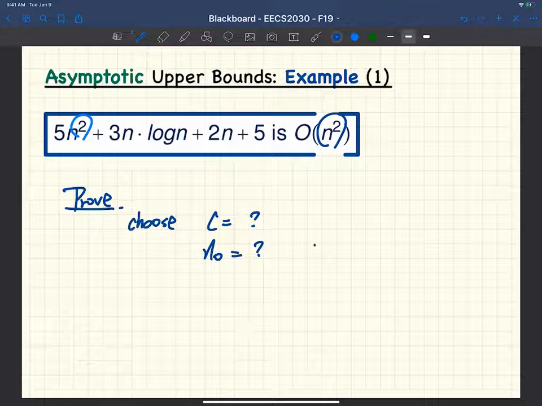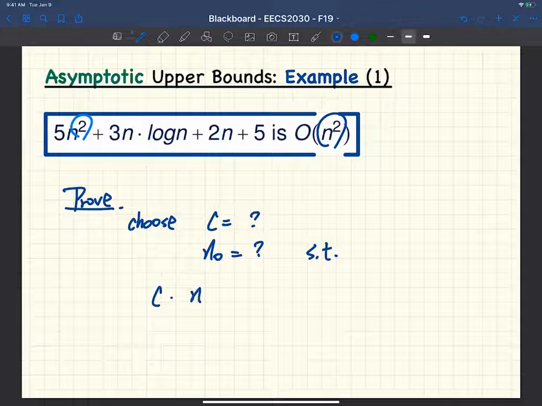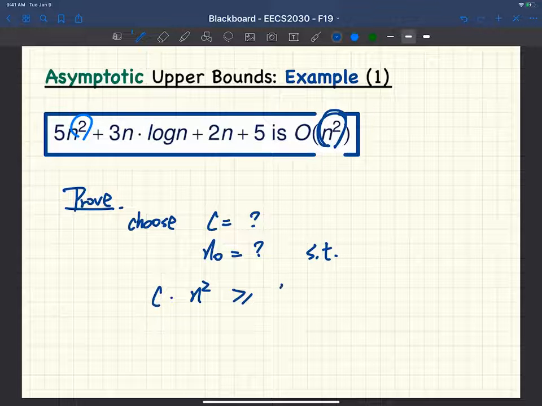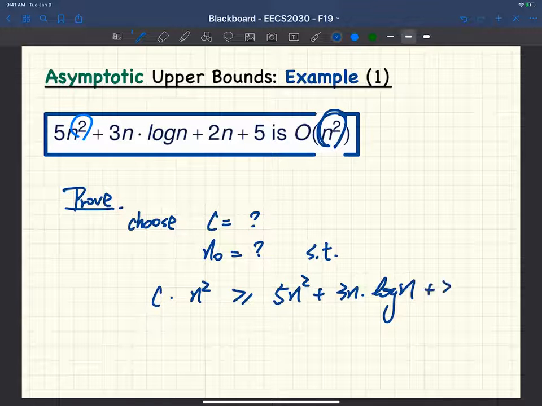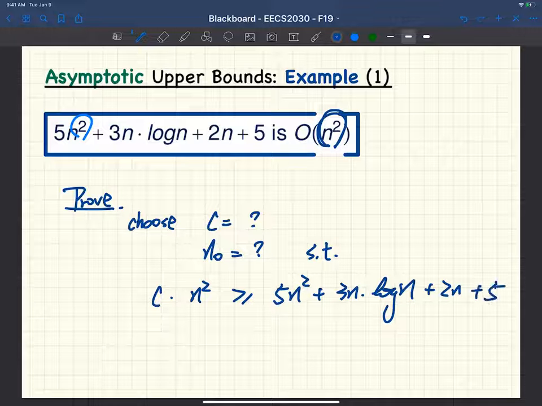Such that C multiplied by n squared, which is the family we are trying to prove, is larger than or equal to 5n squared, I'm just copying that, plus 3n log n. And if I didn't say the base, you can assume base 2. For this course, it's not base 10, it's base 2. Plus 2n plus 5. This is some relation you want to show eventually. So now, what C should I choose?